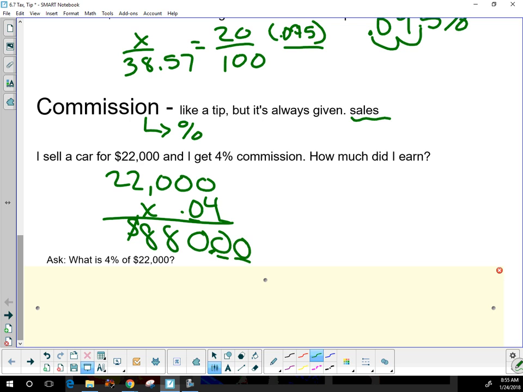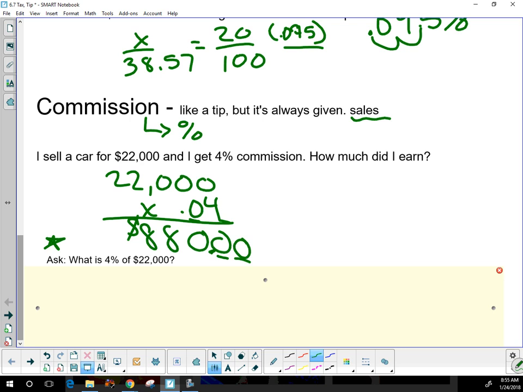Well, that's the point. They get their salespeople really interested in what they're doing. They learn about the product they're selling, and so they have to convince people to buy it. Again, if you want to use the proportion, you would ask, what is 4% of 22,000?